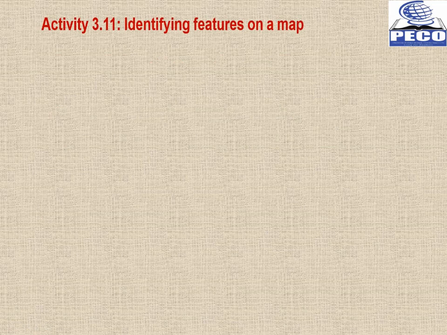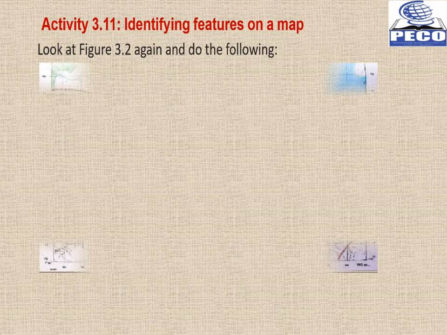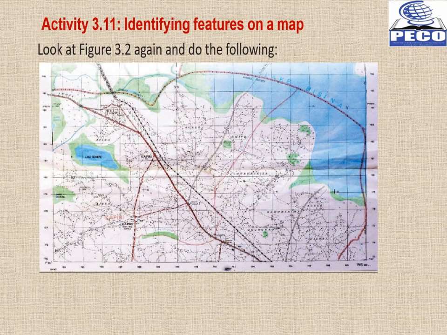Let's take an activity, and we are going to take a look at this map below. It's one of the maps that represent topographic maps, which we use in map reading, and it's going to aid us in trying to identify features on the maps. So let us look at this figure, and we are going to do a number of activities.